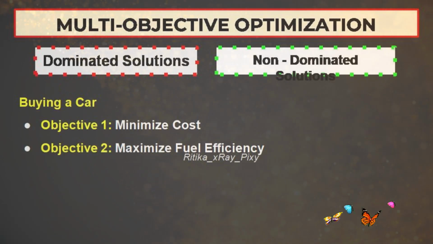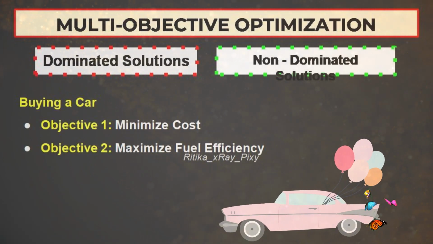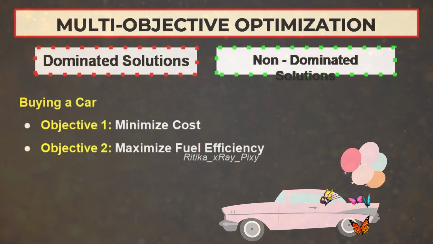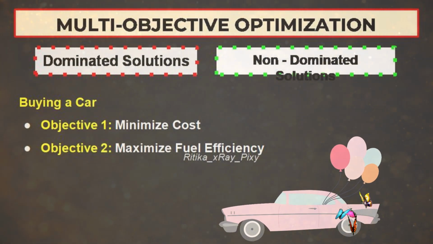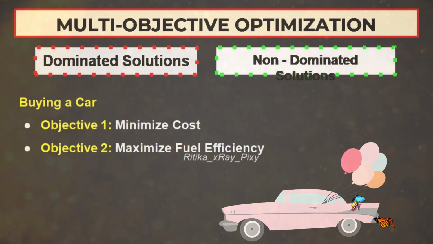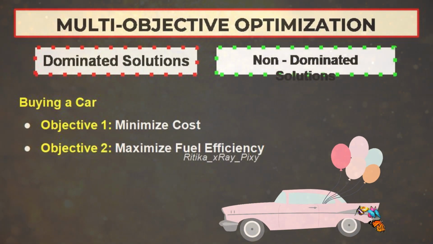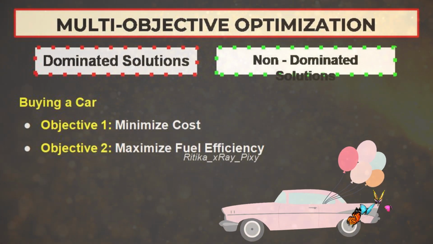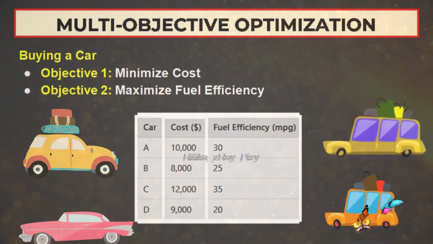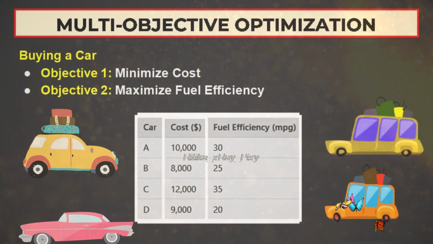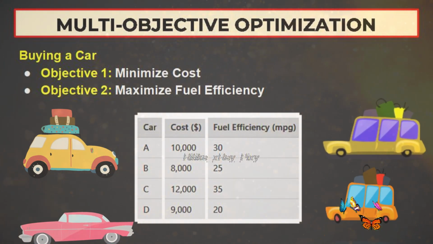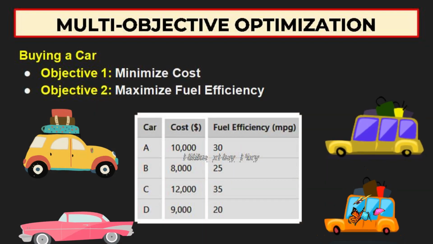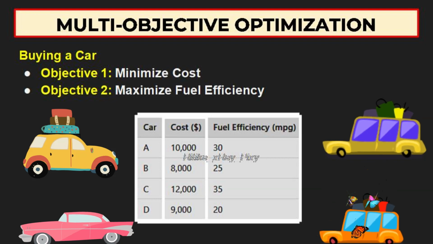Now you can see the objective that we are going to use in multi-objective PSO. Suppose while buying a car, you have two objectives. First objective, we need the car at minimum cost. Second objective, we need maximum fuel efficiency. Now suppose we have 4 car options, car A, B, C and D, and here you can see the cost for each car and the fuel efficiency.